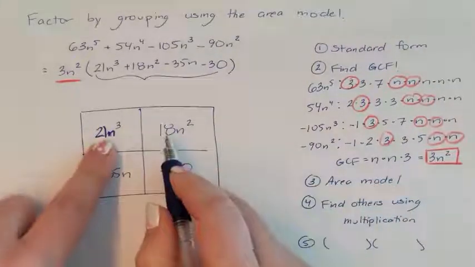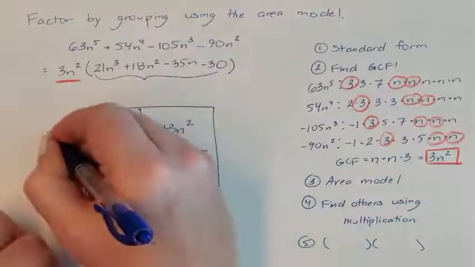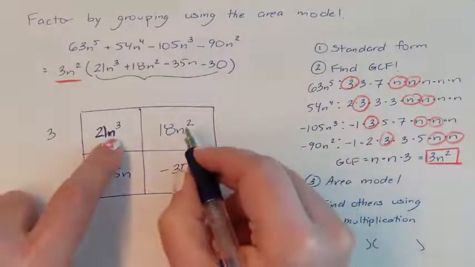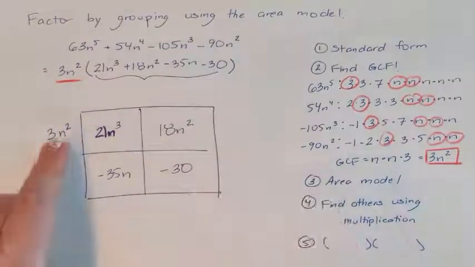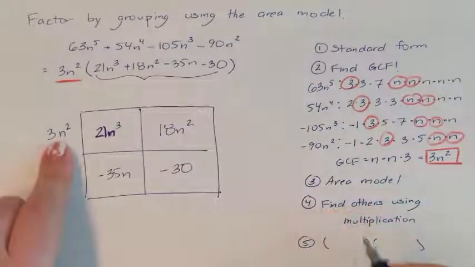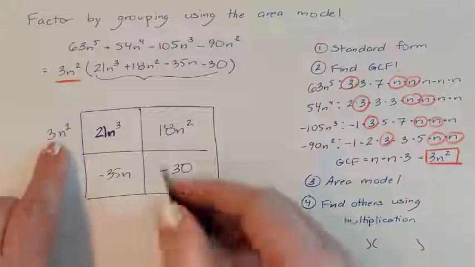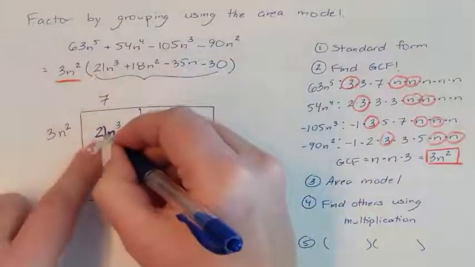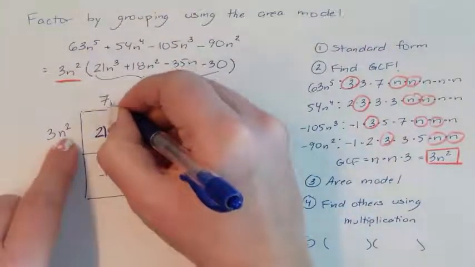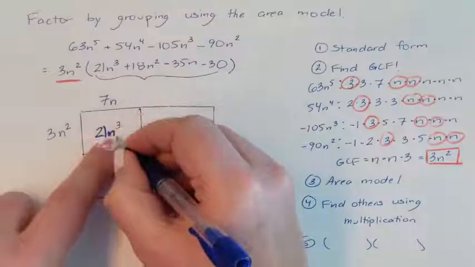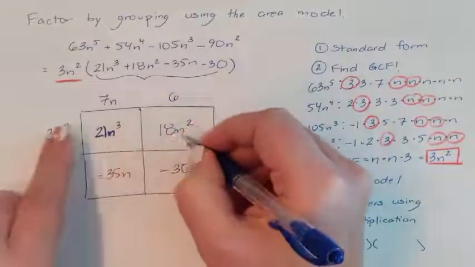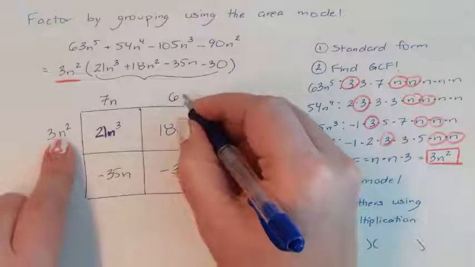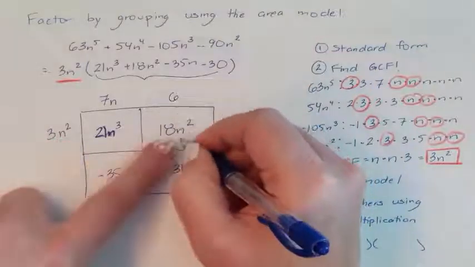So 21 and 18, the largest number they have in common is 3. N to the 3rd and n squared, the largest they have in common is n squared. The minute you find one of the sides, everybody else is just a multiplication game. So 3 times 7 would have given me the 21. N squared times n would have given me an n to the 3rd. 3 times 6 would have given me the 18. N squared times just the 1 is an n squared, so this is correct.